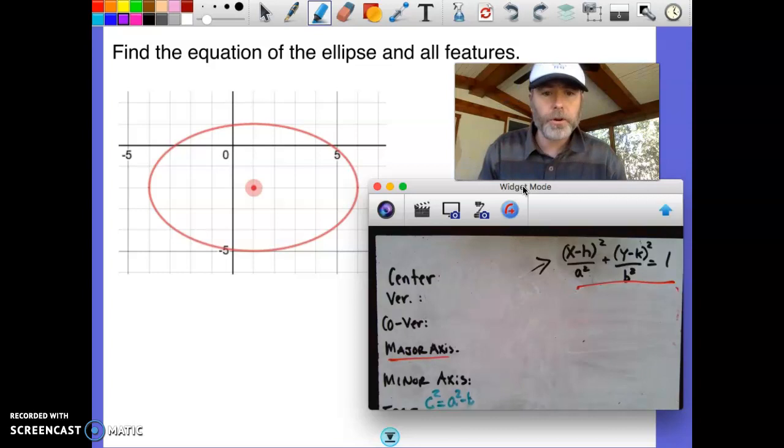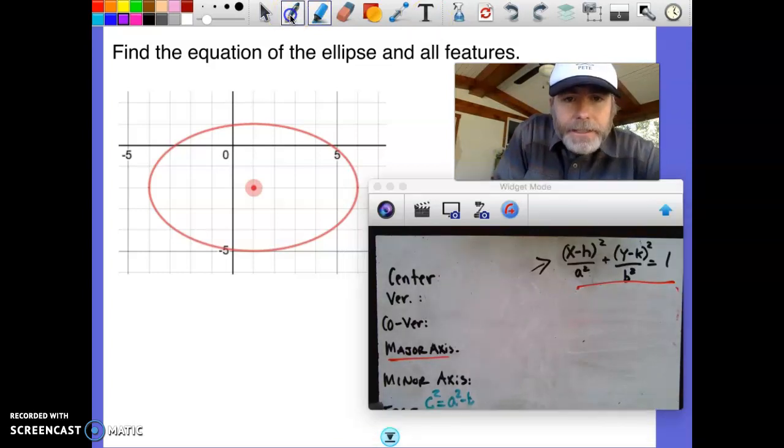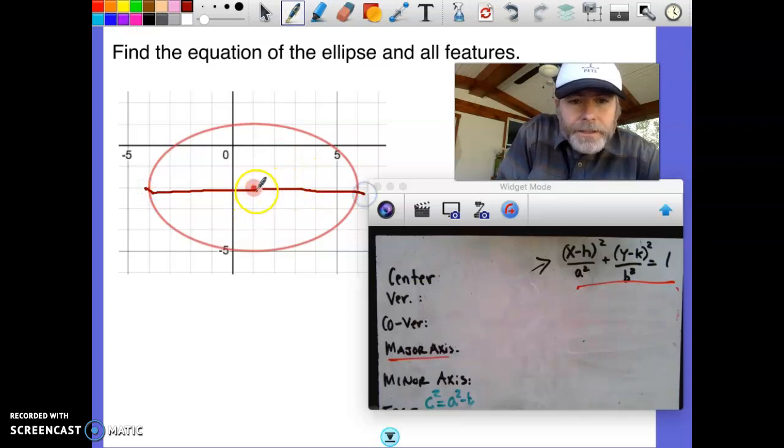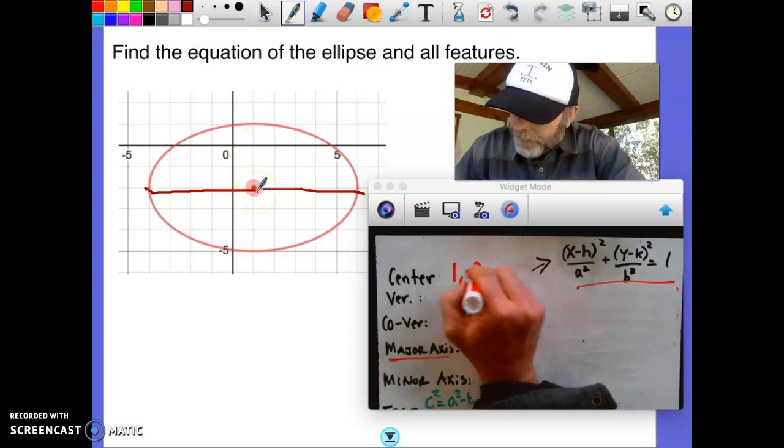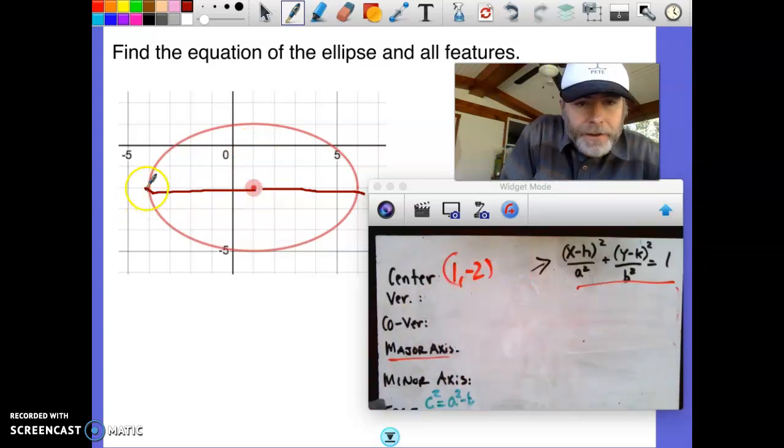All right, so let's start with finding the center. So the center is +1, -2. Write that down. Now we're going to find the major axis.